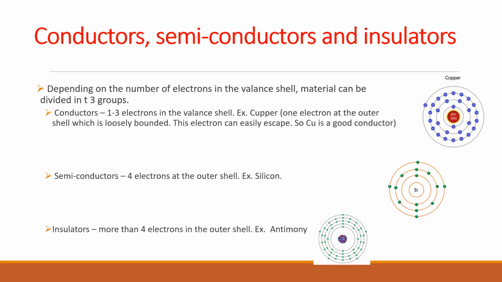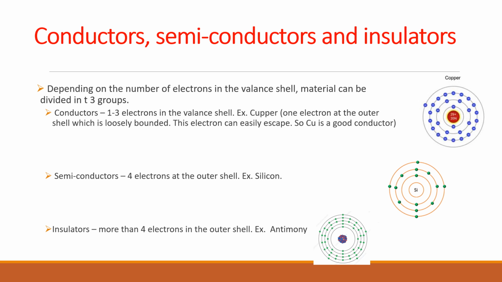To understand how this diode works, we need to know a little bit of these electron configurations, not in depth, just to understand. For answering questions you don't actually need to know this, but to have complete knowledge, we need to know a little bit of it. Depending on the number of electrons in the valence shell, we can divide materials into three groups: conductors, semiconductors, and insulators.